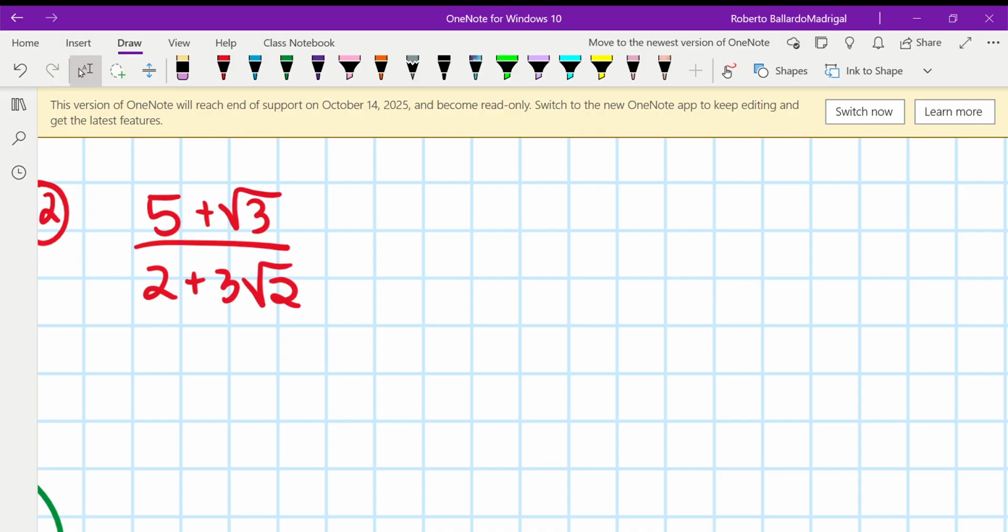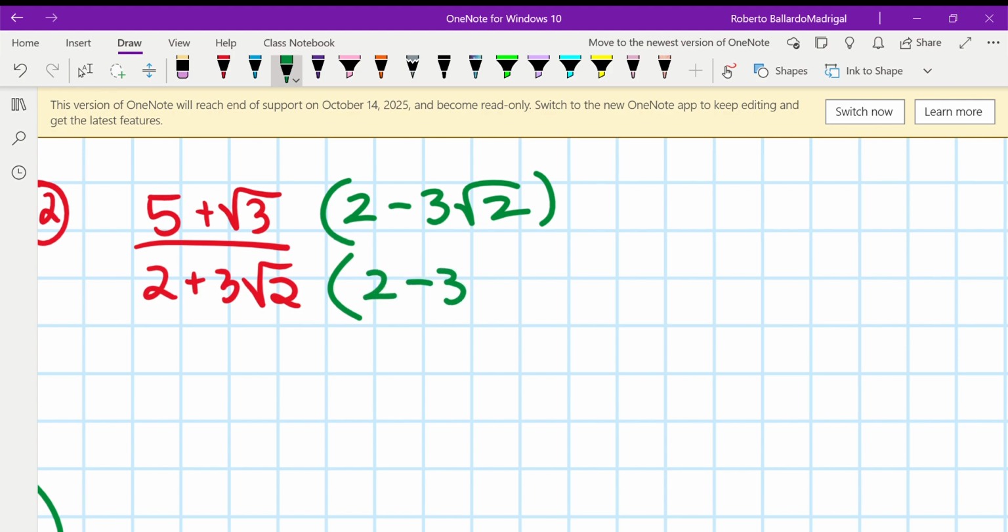Dividing. We talked about this idea or this term known as the conjugate. What would the conjugate be for this problem? 2 minus 3 radical 2. So it's basically the denominator, but we just switched the sign. And so that means I'm going to multiply top and bottom by this conjugate. So 2 minus 3 radical 2, 2 minus 3 radical 2, like this. We're multiplying.